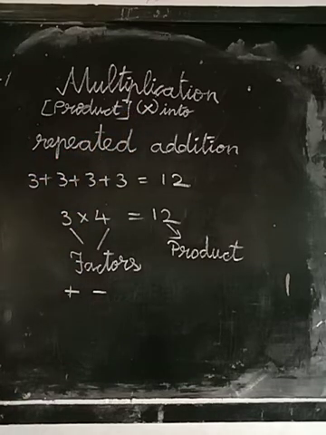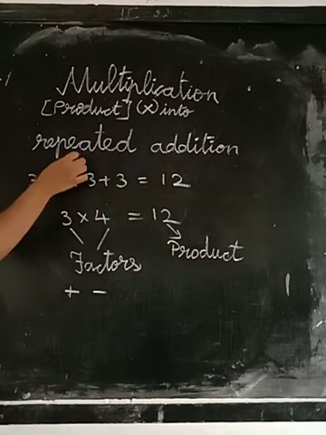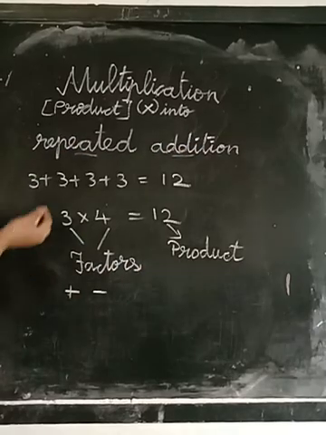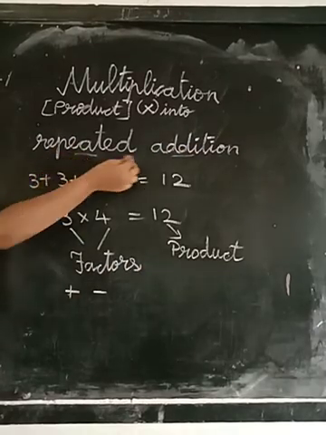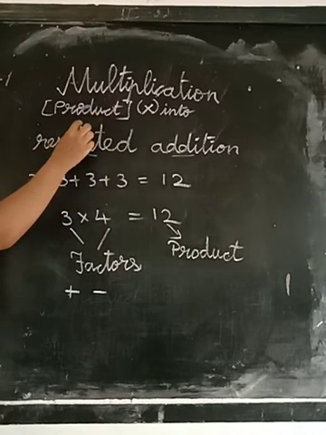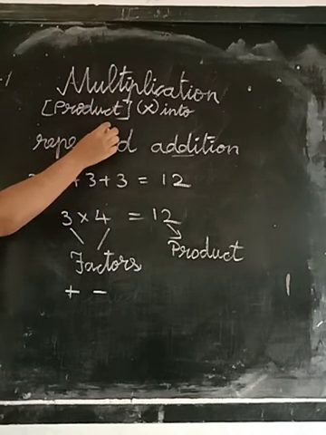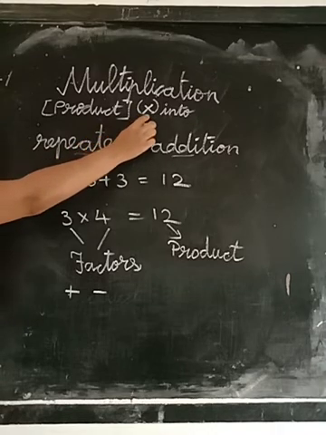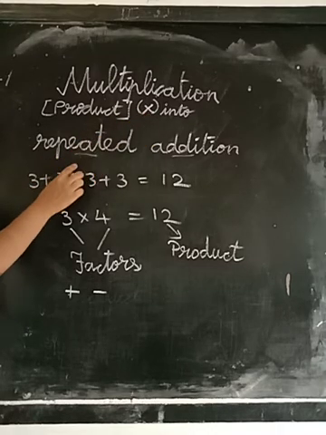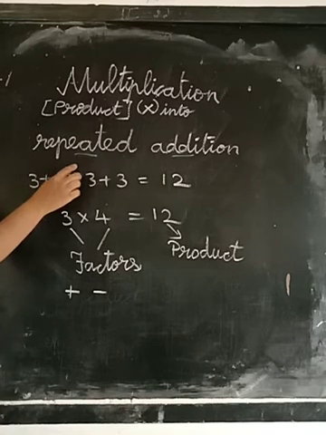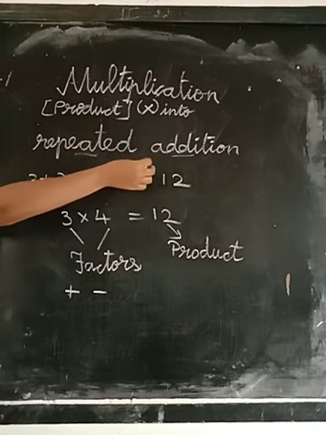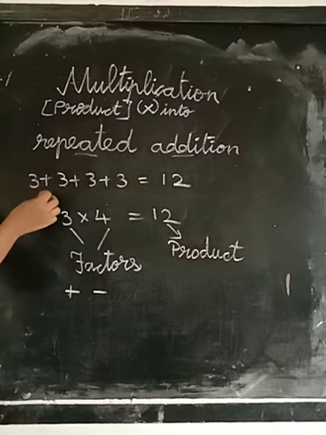So what is called multiplication? It is nothing but repeated addition. Multiplication's other name is product, and the symbol is "into". What is the meaning of multiplication? It is nothing but repeated addition. You know why we do addition? To find the total, isn't it?